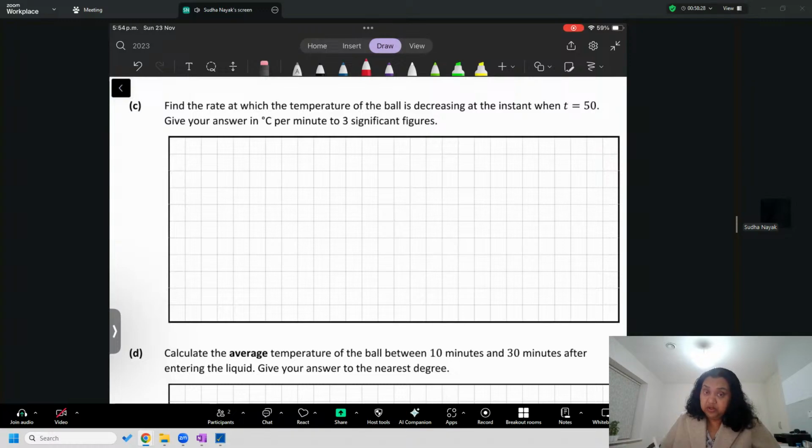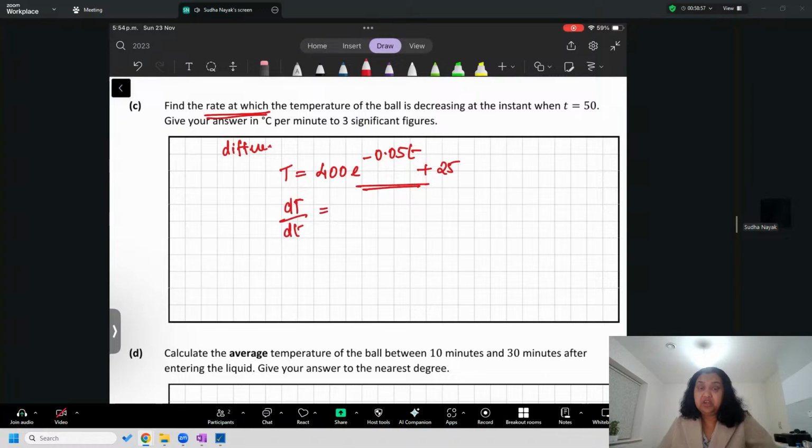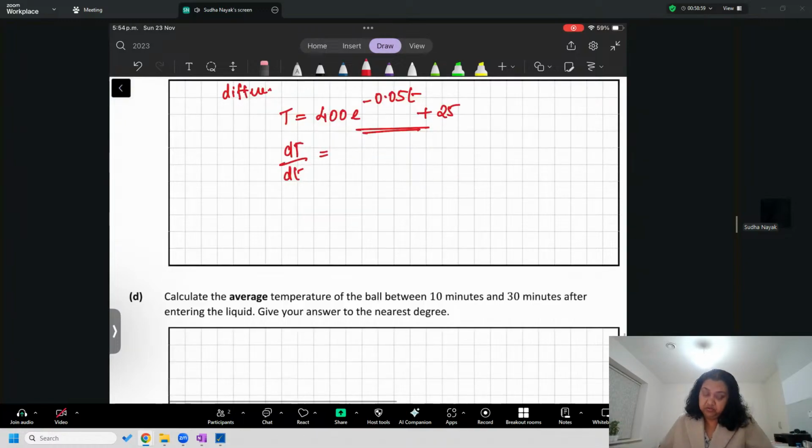Now this question is what I wanted to show in differentiation. Find the rate at which... whenever you see the rate, what do you think? It is differentiation. So you have to just differentiate the value. T is equal to 400 e to the power of minus 0.05 t plus 25, and you differentiate dT by dt. It is just similar to a normal differentiation, but here the values are a little different. That is the only thing you have to understand.